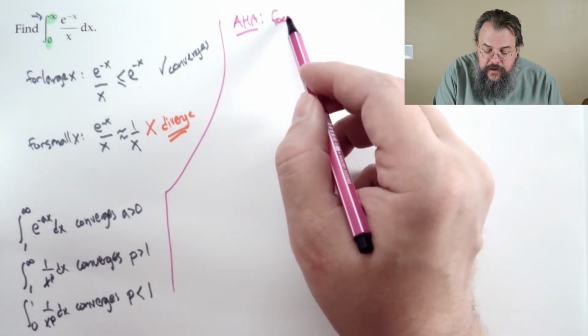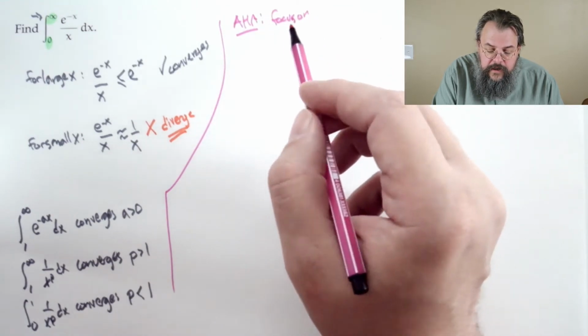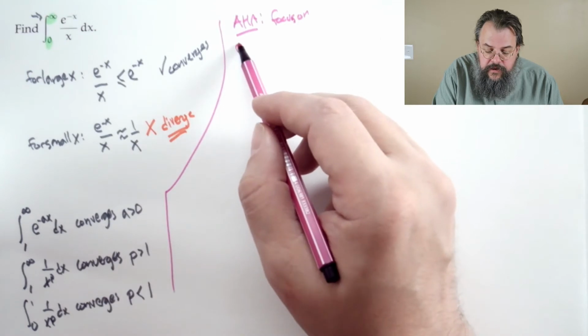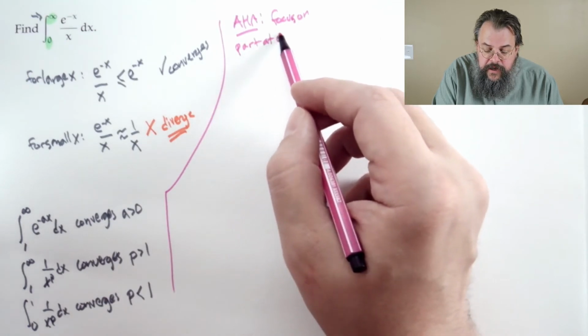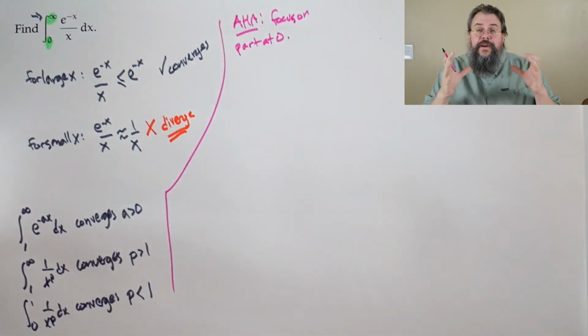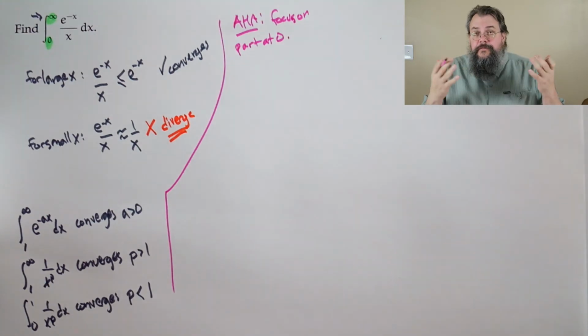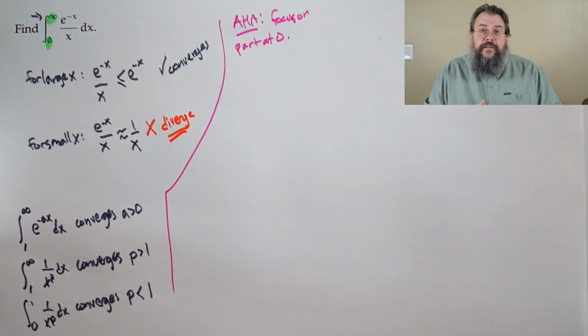focus on the part with 0. In other words, the part at 0, that's the place where we're going to show it behaves like something that diverges. And the other thing to keep in mind, if we want to show something diverges, we only have to show it's bigger than something that diverges.